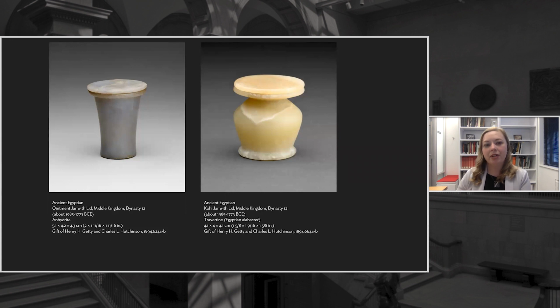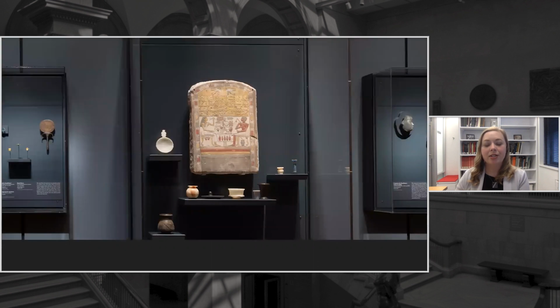You can see an example of such a vessel in the collection here on the left. I'm giving you here two examples of cosmetic jars, a lidded ointment vessel made of anhydrite and a travertine coal jar that, if you were to remove the lid, still contains eye makeup after all these thousands of years. Such objects are so well preserved because they were buried with their owners.